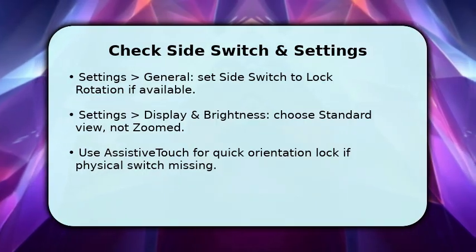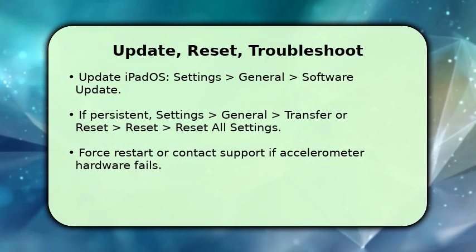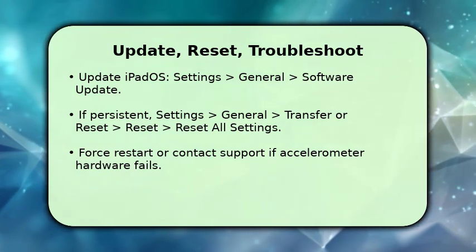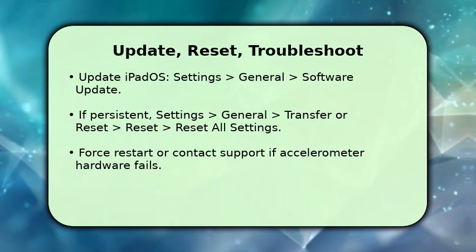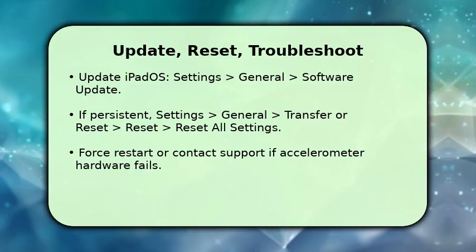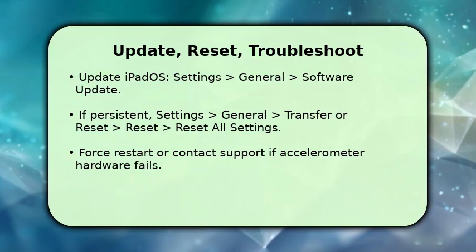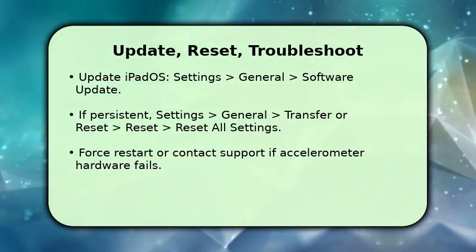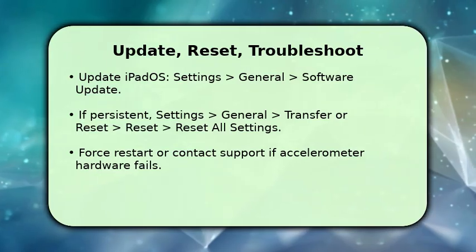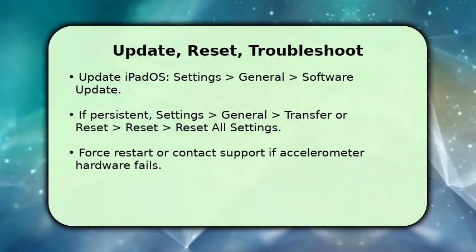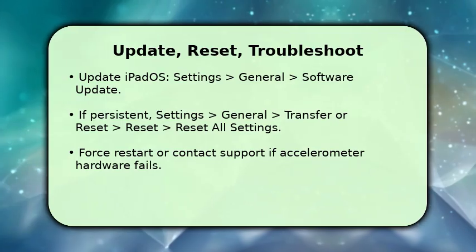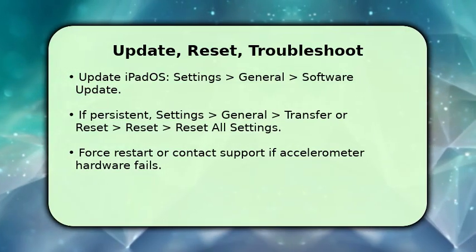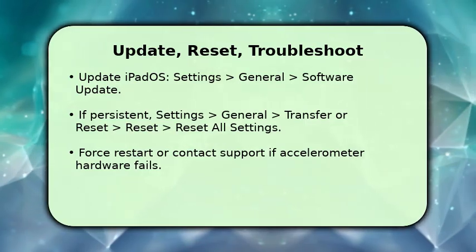Finish by updating and, if needed, resetting settings. Install any iPadOS updates under Settings General Software Update because software fixes often resolve rotation bugs. If the problem persists, try Settings General Transfer or Reset, Reset All Settings. This preserves data but clears system settings that could block rotation. Force restart the device to recalibrate sensors. If rotation still won't change, the accelerometer may be faulty. Contact Apple support or a technician for hardware.